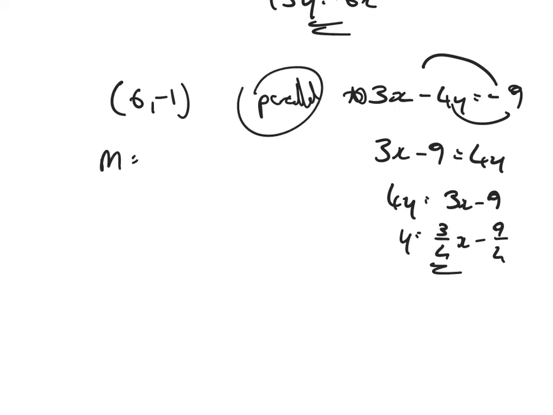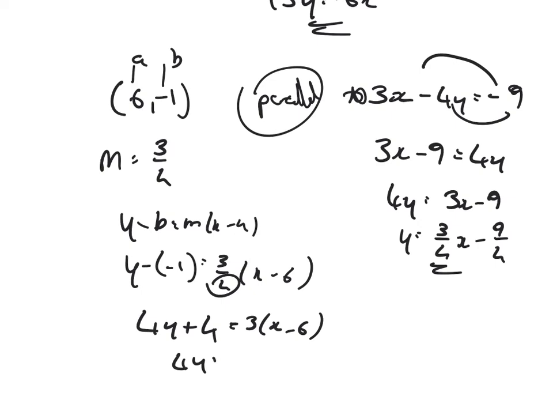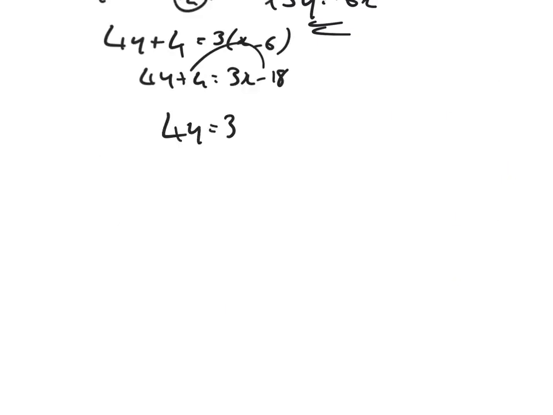The lines are parallel, which means the gradient of my line is also 3/4. y minus b equals m bracket x minus a. And that's y minus -1 equals 3/4 bracket x minus 6. I can now get rid of the divide by 4 by multiplying through by 4. So y minus -1 is y plus 1, multiply through by 4, 4y plus 4 equals 3 bracket x minus 6. 4y plus 4 is equal to 3x minus 18. I'm then going to bring that across, and that will be 4y equals 3x minus 22.